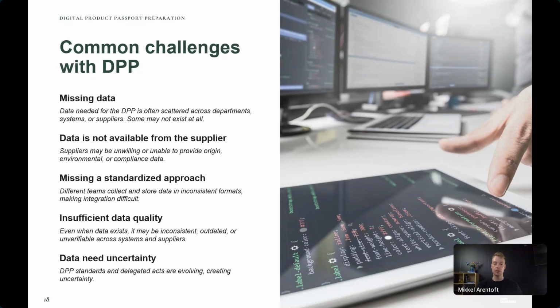And then the last one is the data need uncertainty. As mentioned, it has not yet been disclosed what the specific contents are of the digital product passport, which means that until then, the data need is still uncertain. However, some data that are highlighted previously in this presentation is very likely to become relevant in the near future.